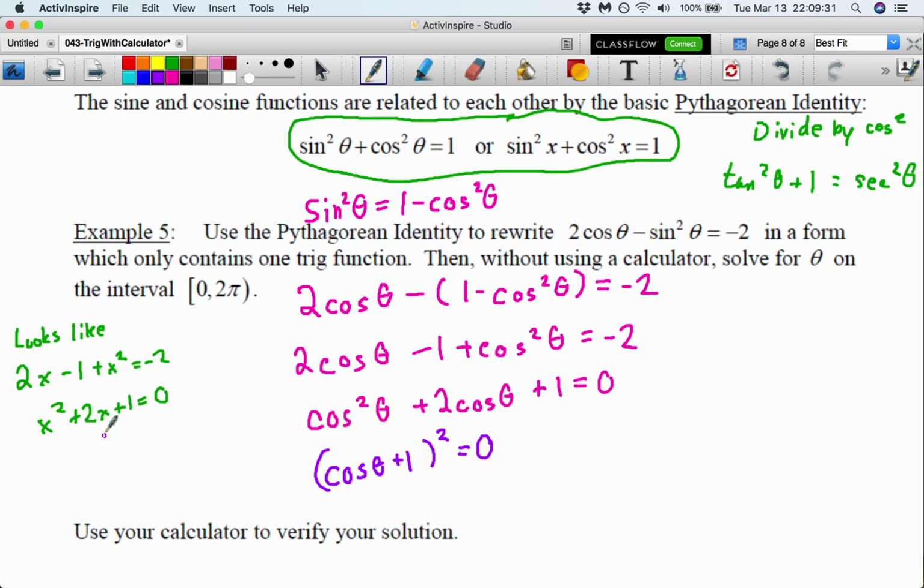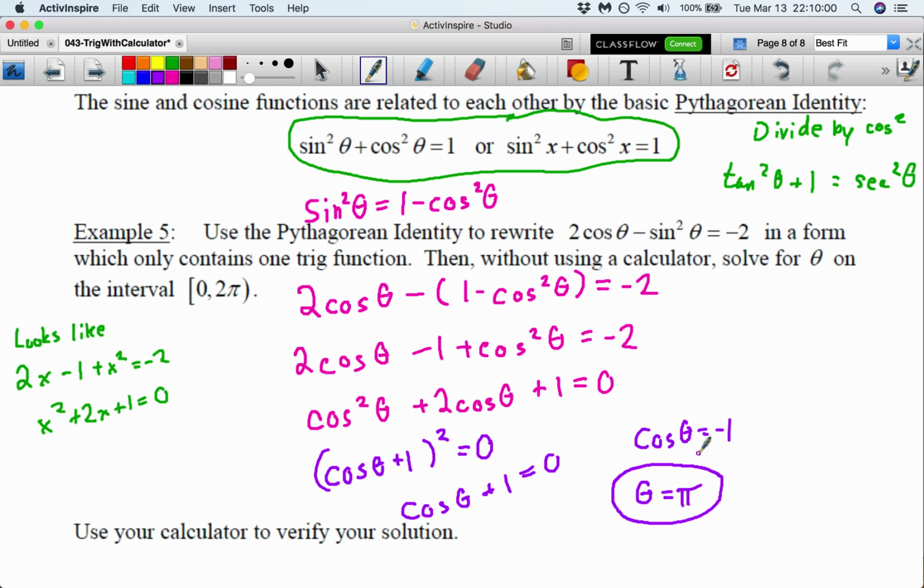That's how this factors. This is x plus 1 quantity squared. So cosine theta plus 1 equals 0. Cosine theta equals negative 1. So theta should equal pi. Okay? And that's it.